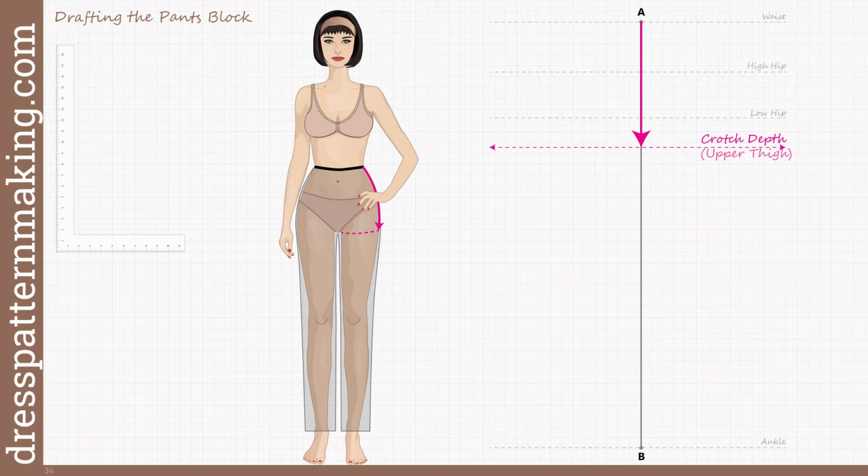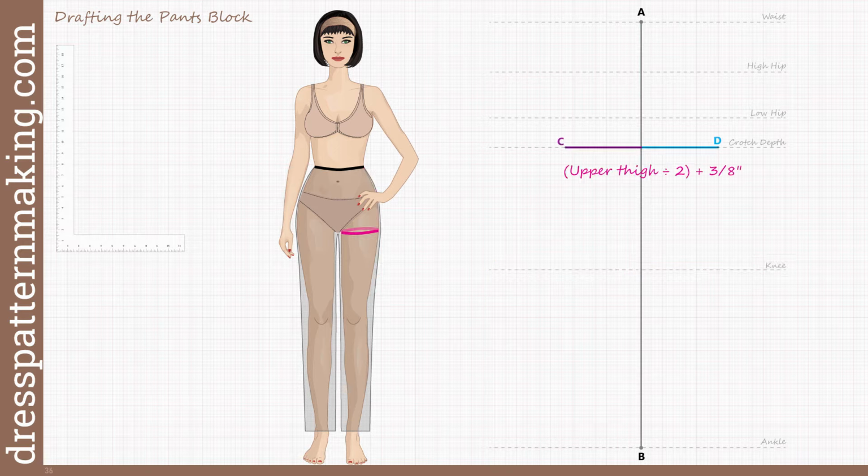Now measure down from A using your crotch depth measurement and draw a crotch depth guideline at right angles to the vertical line. Just use your actual crotch depth. We will add the ease to the crotch depth within the process of drafting the block. Measure down from A using your waist to knee measurement and draw a knee guideline at right angles to the vertical line.